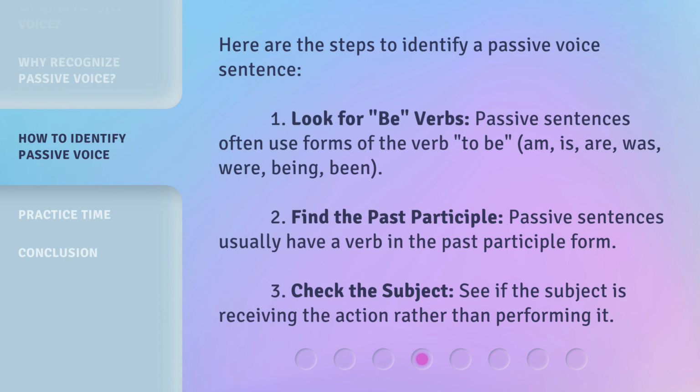Here are the steps to identify a passive voice sentence. 1. Look for be verbs. Passive sentences often use forms of the verb to be: am, is, are, was, were, being, been. 2. Find the past participle. Passive sentences usually have a verb in the past participle form. 3. Check the subject. See if the subject is receiving the action rather than performing it.